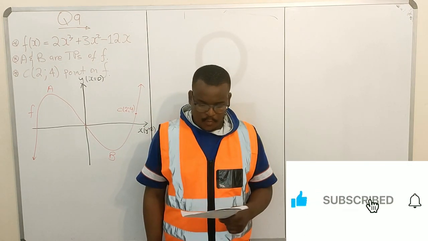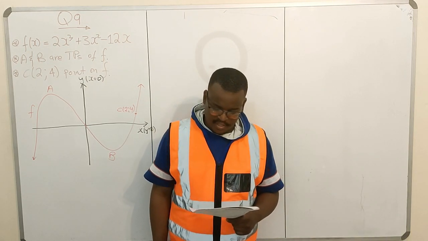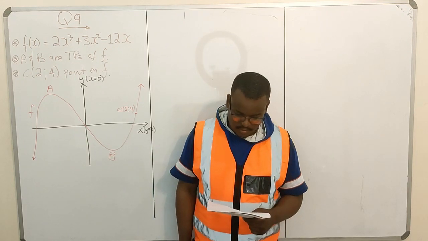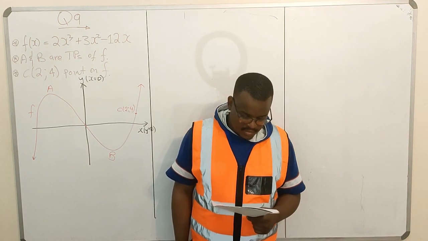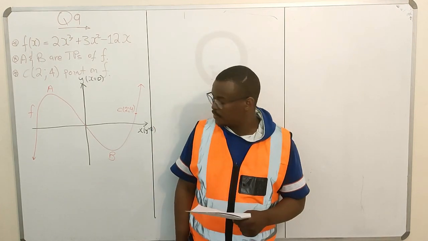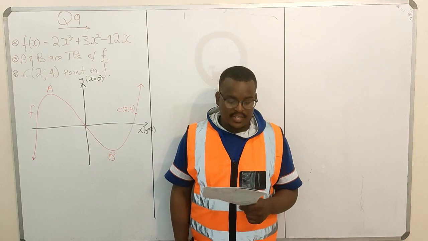So in this video we're doing question 9 of the May-June 2021 question paper, Mathematics Paper 1, and these are cubic functions. So I'll read our statement, and you have the drawing here, and then proceed to answer the questions that follow. Okay, so question 9.